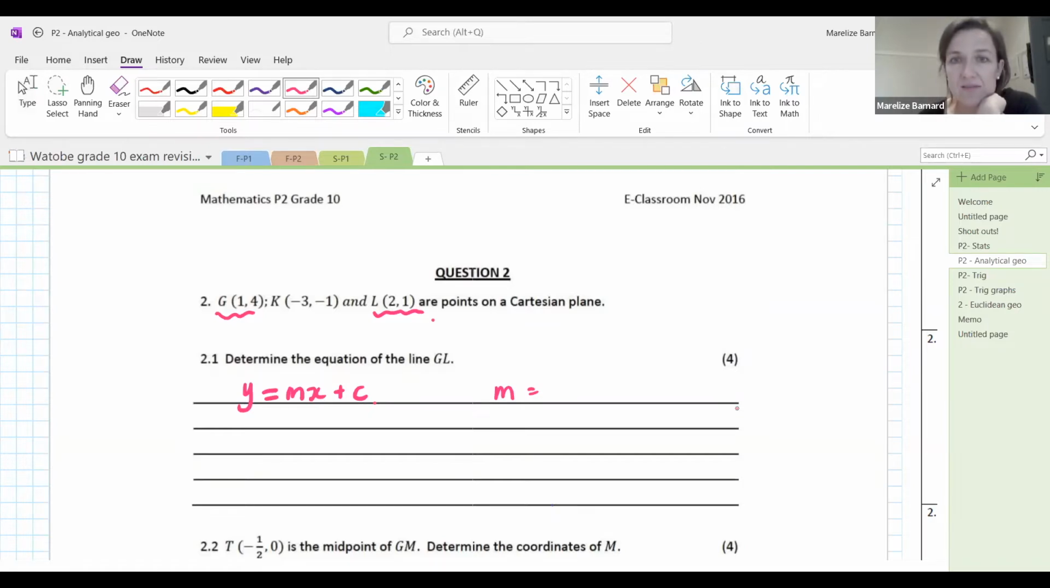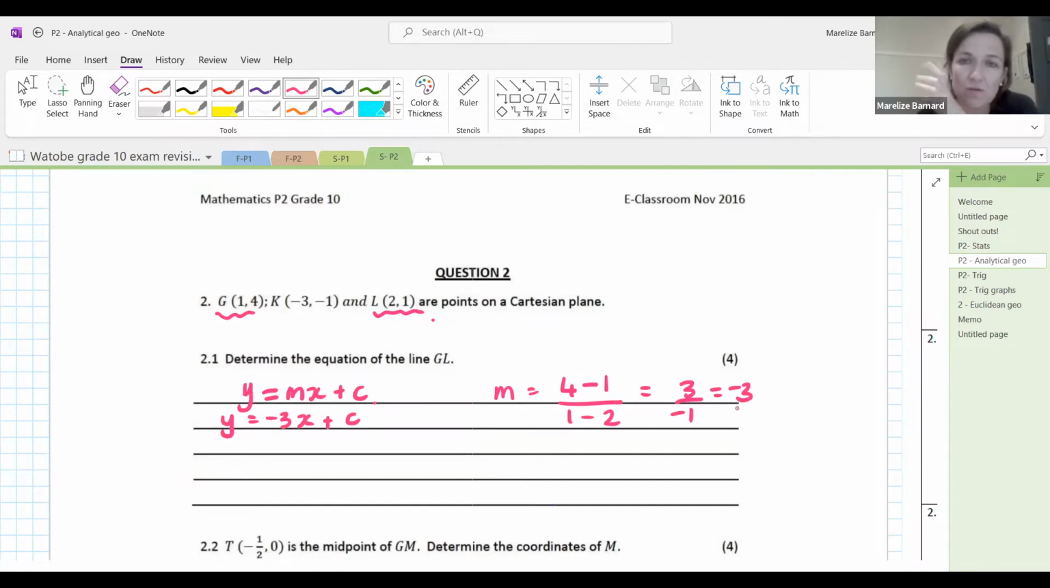Lydia says -3. Sisibo says -3. Let's see. Okay, so we take the change in y over change in x. So you can go 4 minus 1. We could have gone the other way. It doesn't matter as long as you're consistent with your x's and your y's. And then 1 minus 2. That gives me 3 over -1, which is -3. Okay, so let's fill in what we've got so far. So the equation is y equals -3x plus c.